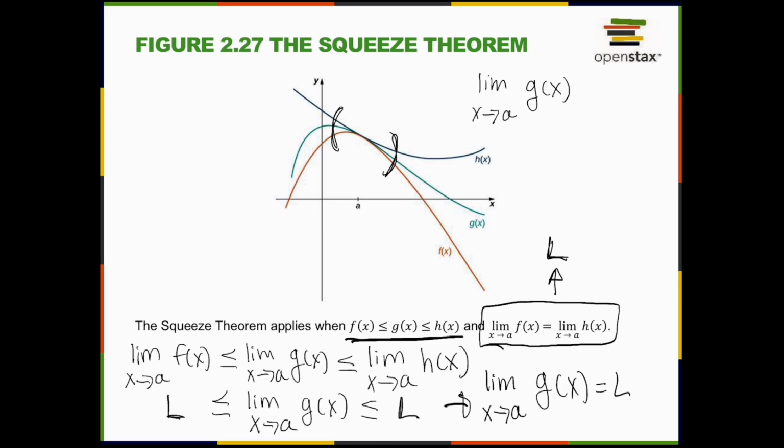So if we put some numbers in it, so that we can wrap our head around it, think about this statement. If I said 5 was less than or equal to x, which is less than or equal to 5, if x is between 5 or equal to 5, x has to be 5.